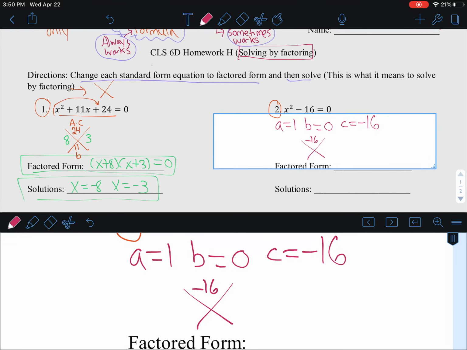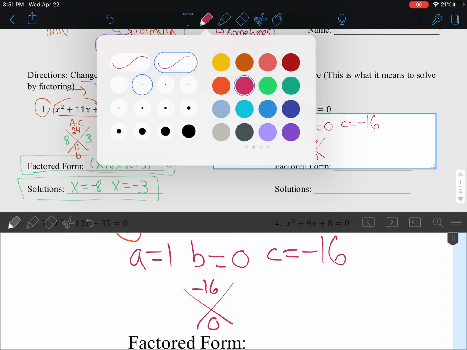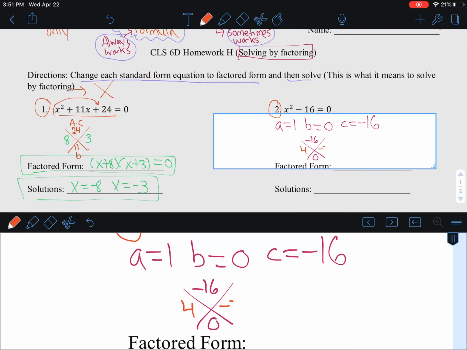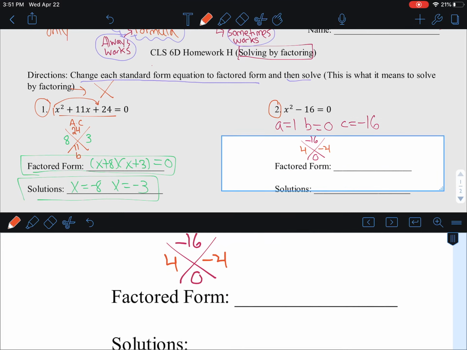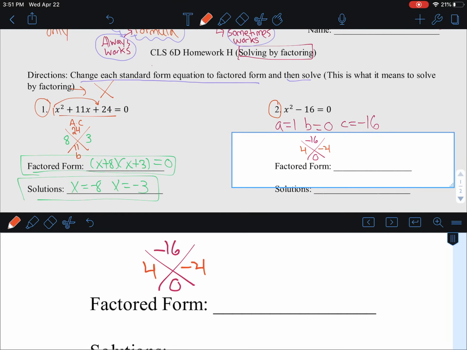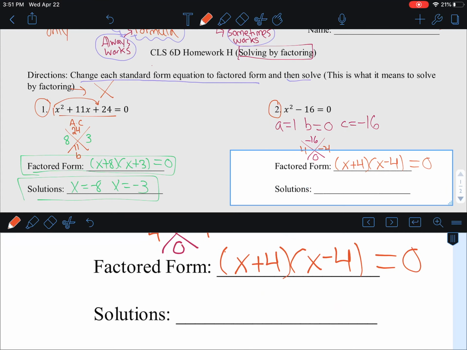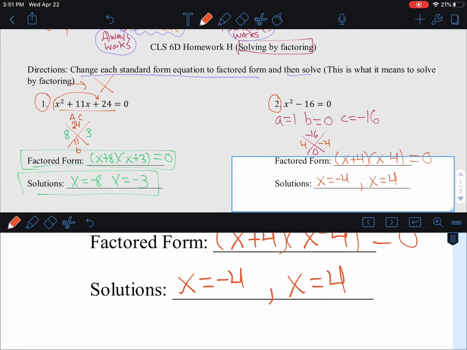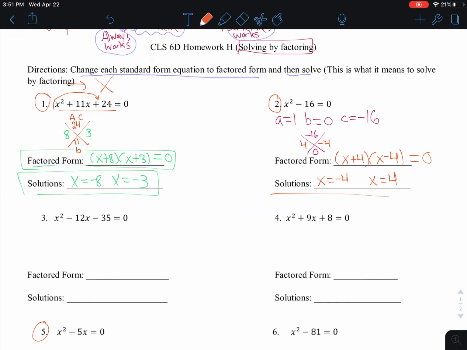Negative 16 and 0 go here because A times C goes up top, B in the bottom. What are two numbers that multiply to negative 16 and add to 0? They have to be opposites of each other. There you go, 4 and negative 4, or negative 4 and 4, interchangeable. Here we go: x plus 4, x minus 4 equals 0. So my answers are x equals negative 4 and x equals 4. Comma or 'and', it doesn't matter what you put in the middle. Those are my two answers.